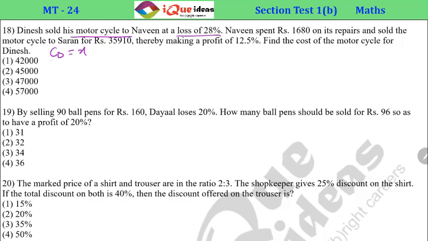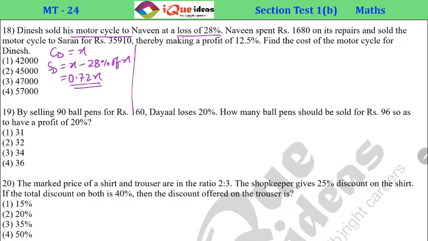Loss of 28% would mean 28% of X. So selling price for Dinesh will be equal to X minus 28% of X. Now if you convert in decimal, 28% will become 0.28. So it is 0.72X. This is the selling price of Dinesh. Right. Now, what is the cost price for Naveen?